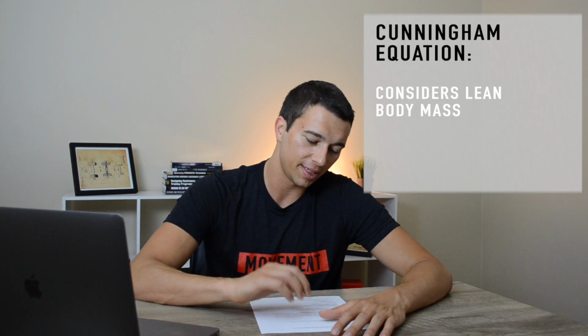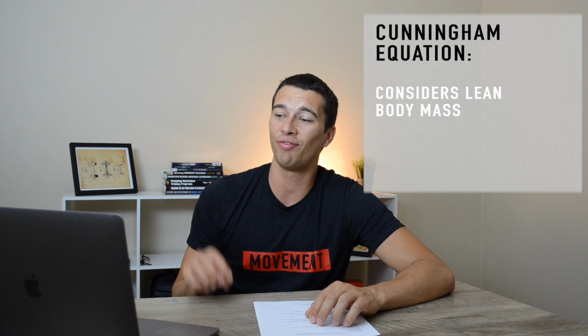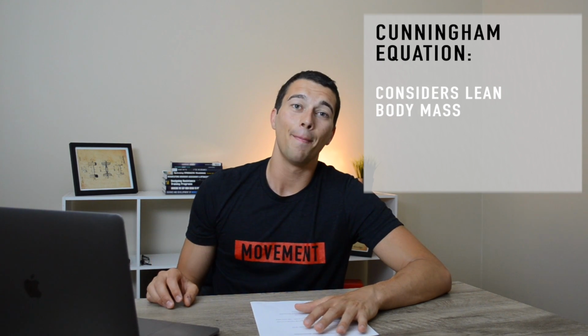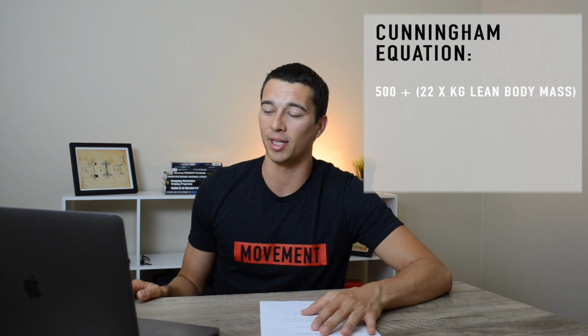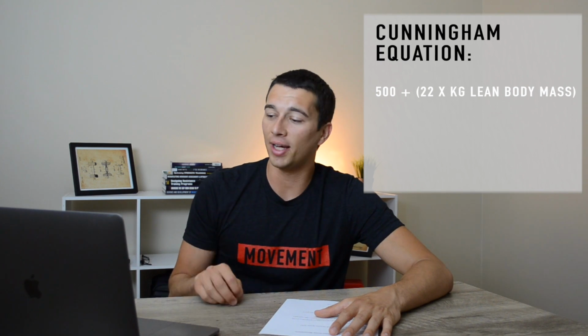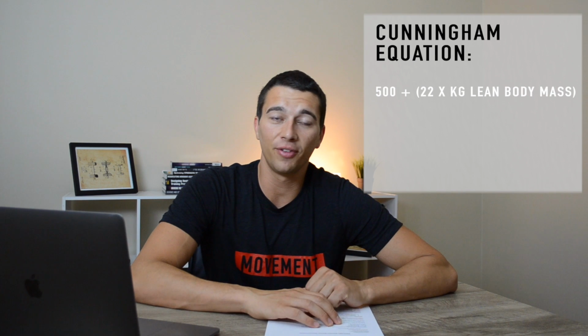So let's go ahead and go through an example of the Cunningham Equation. And it's really important to point out right here that there's a typo in the 4th edition NSCA CSCS book that says the Cunningham Equation is 550 plus 22 times lean body mass, but the correct equation is 500 plus 22 times lean body mass. We're going to use the correct equation, which is 500 plus 22 times their lean body mass. So we're going to use myself as an example for this question.